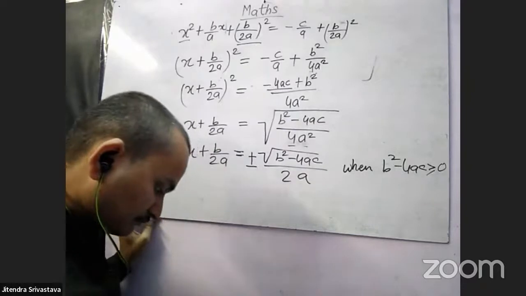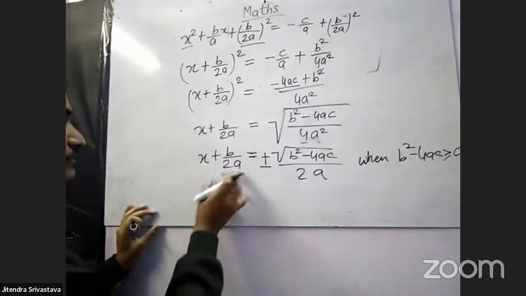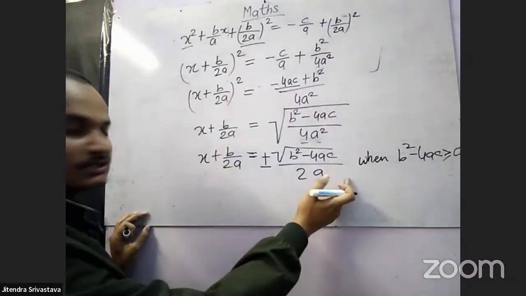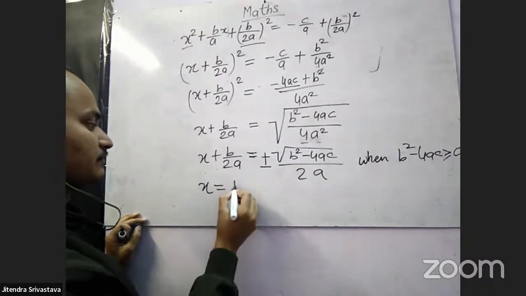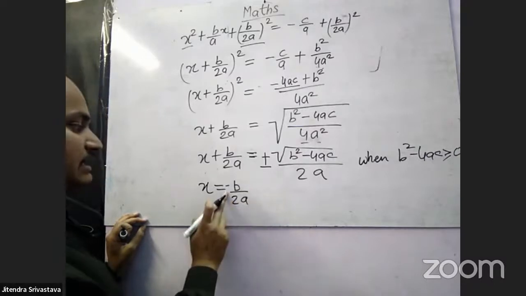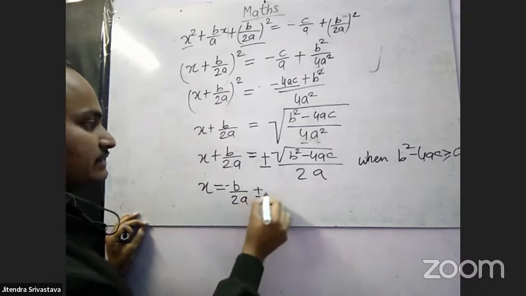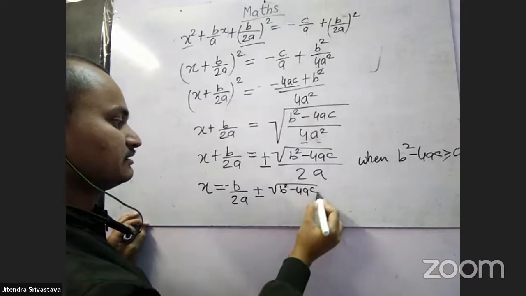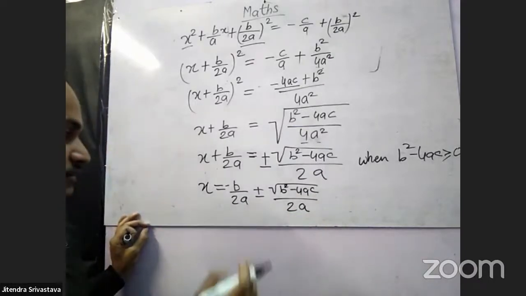Now we will bring this b upon 2a to the other side of the equals. So it will look something like this: x equals minus b upon 2a. This plus will become minus here. x equals minus b upon 2a plus minus under root b square minus 4ac upon 2a. Now what will we do?